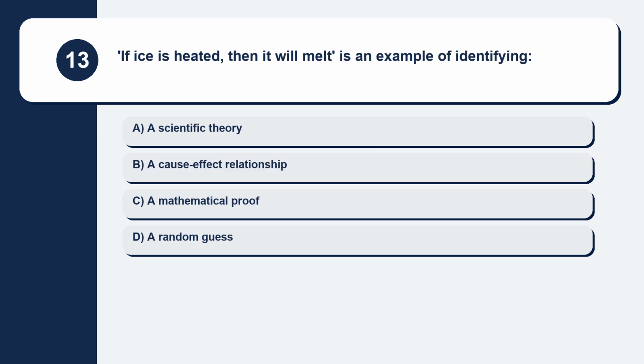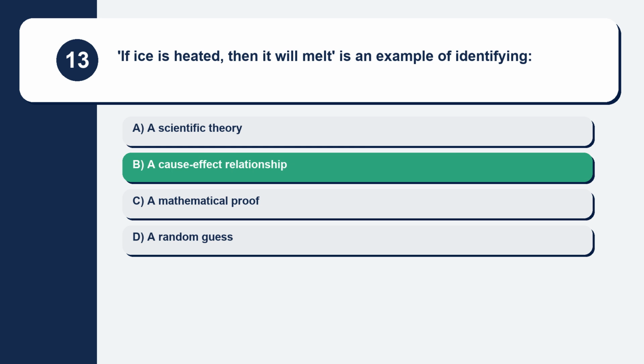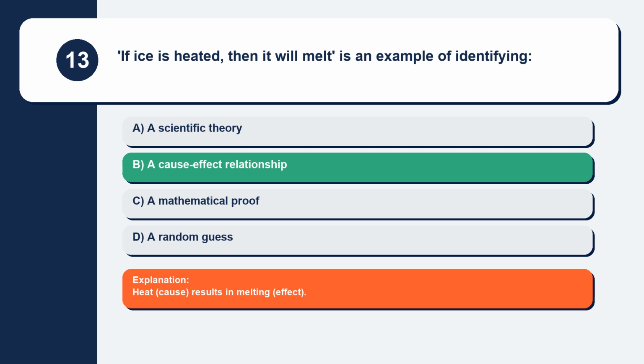Question 13. "If ice is heated, then it will melt" is an example of identifying: a scientific theory, a cause-effect relationship, a mathematical proof, a random guess. Heat, the cause, results in melting, the effect.